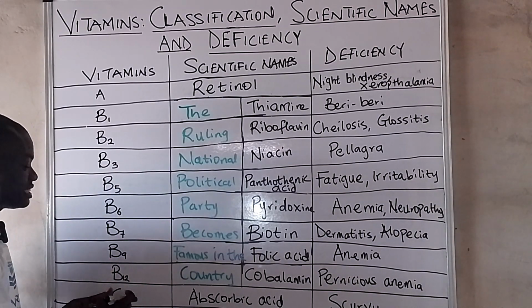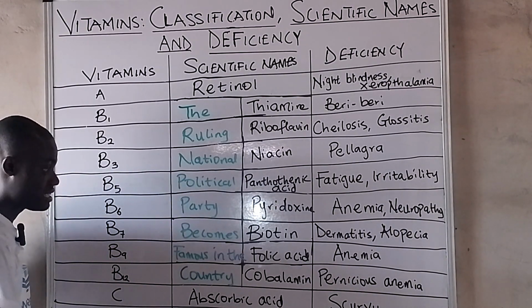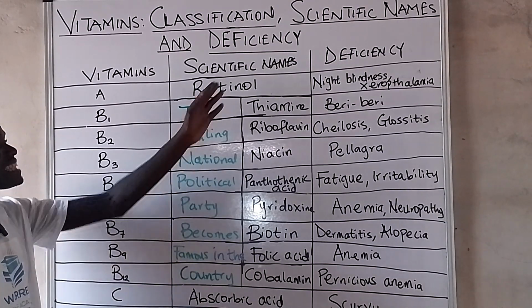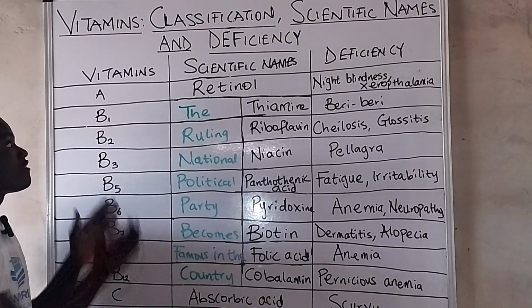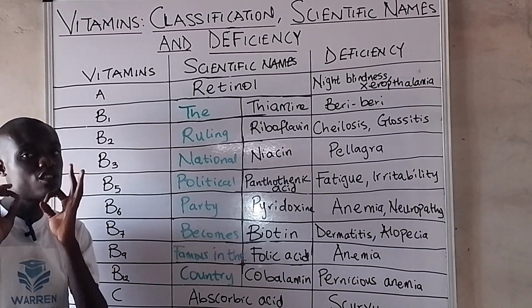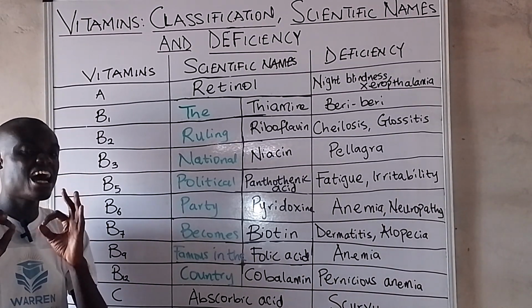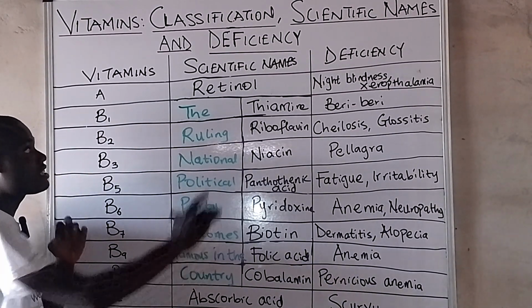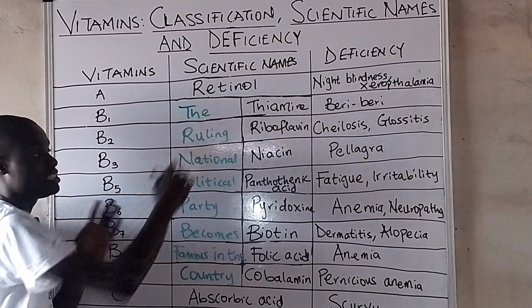Then we have vitamin C, D, E, and K. Now, what are the scientific names for these vitamins? Vitamin A is very essential for the eye, particularly a part of the eye called the retina, and for that reason, the scientific name for vitamin A is called retinol.